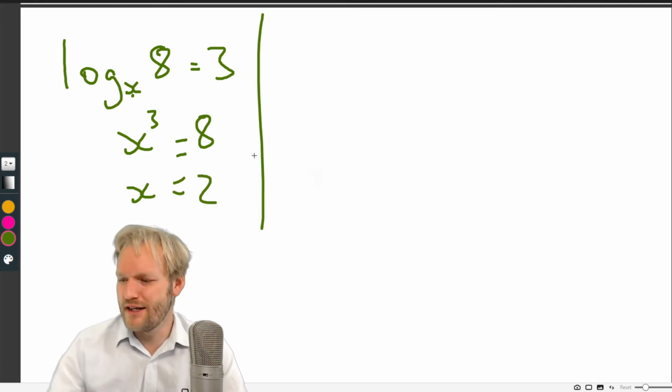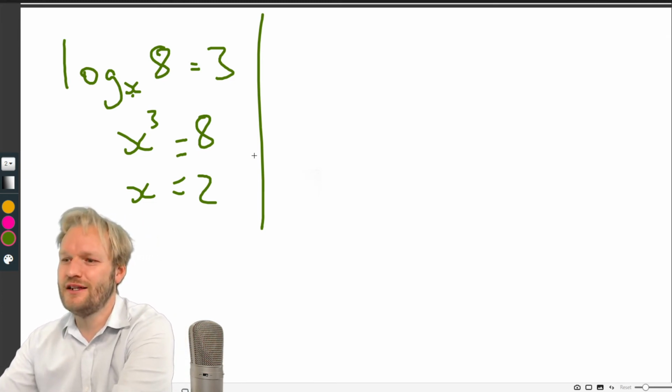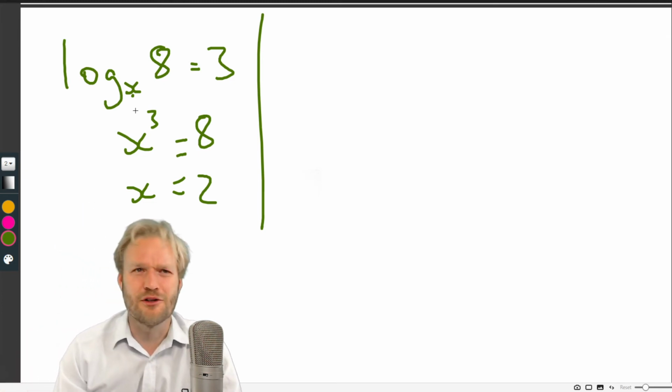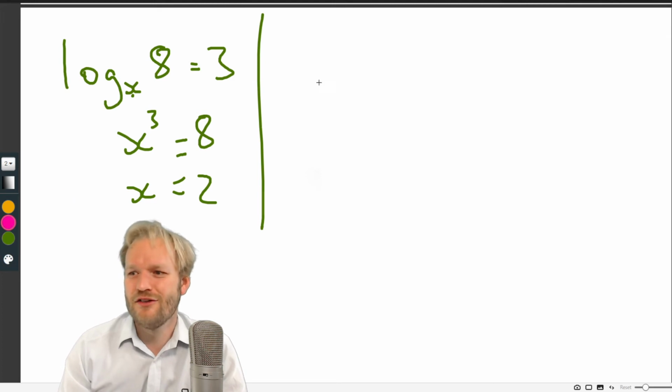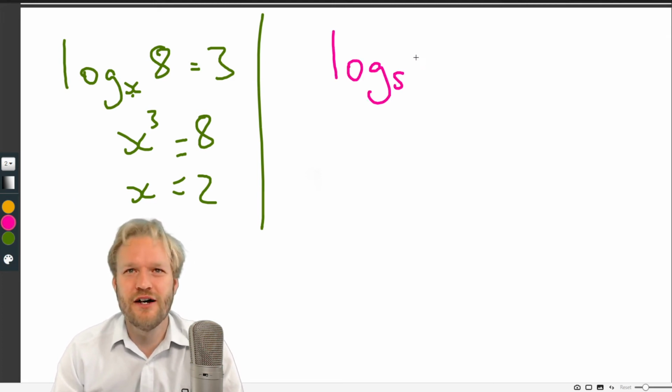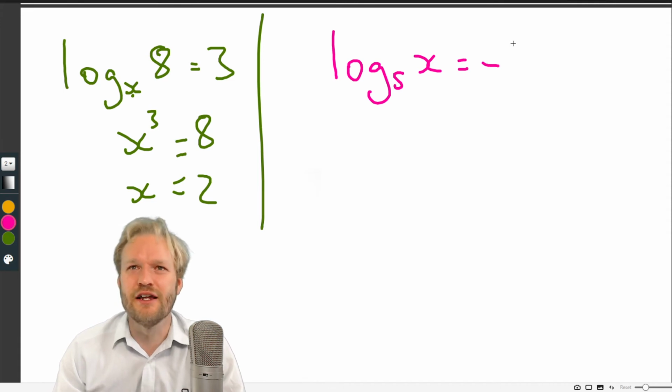Let's do another one. And this next one, I think, is going to be a bit more fun, surely. This one here is the log base 5 of x is -1.